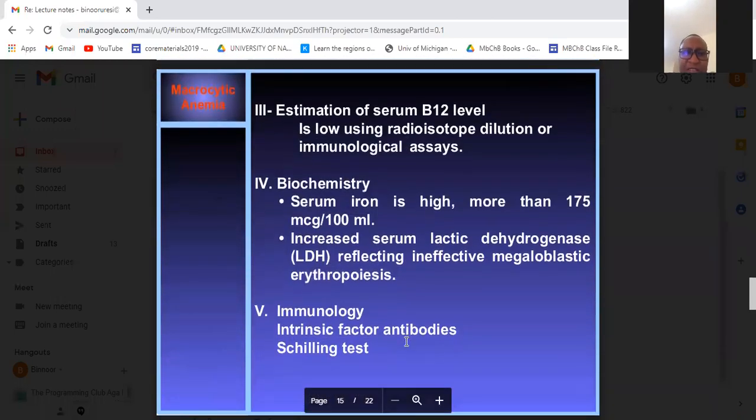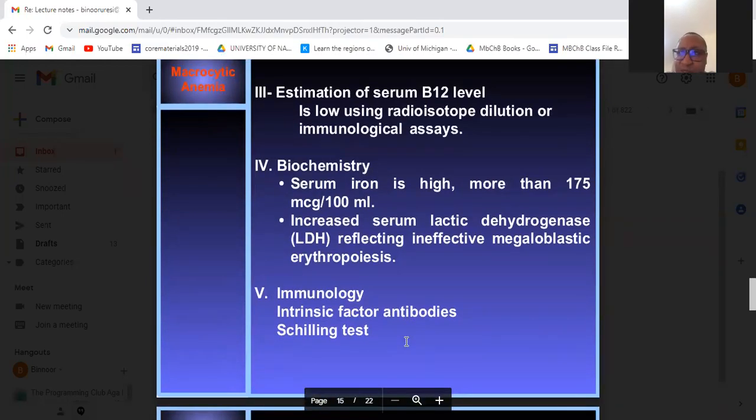So further investigations: if you suspect B12 deficiency, you do B12 levels. If you suspect folate deficiency, you do folate levels. The main methods are radioisotope dilution and immunological assays, and what you call the Schilling test. There are many ways of doing these assays. When you're in the laboratory, you can ask them how they measure B12 and folate. It's good to know exactly how this is done.